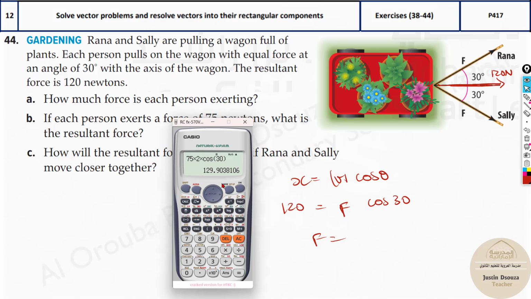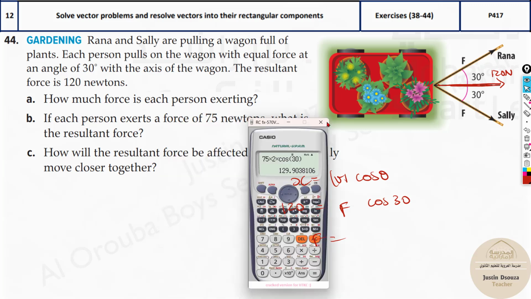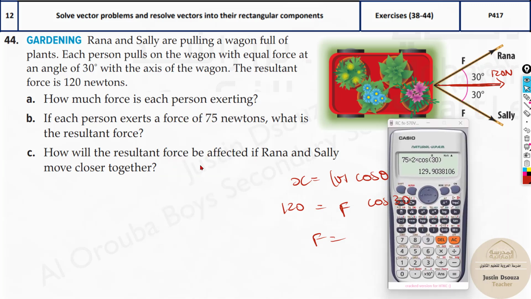It's 129.9, 130 newtons. And lastly, we have: how will the resultant force be affected if Rana and Sally move closer together? Now look here, they are far apart, so much of their force is wasted. It's not converted to resultant. As you reduce this angle, if they're coming closer, the resultant will be more. If you're pulling something straight, it's going to have more effect, rather than if both of them pull towards the side, where the resultant will reduce. So that is one thing.